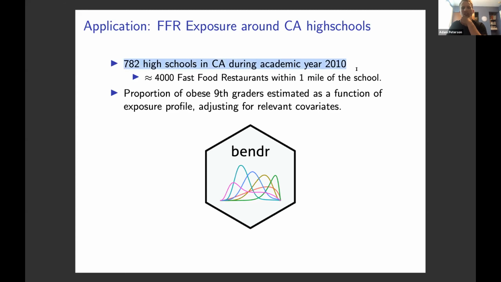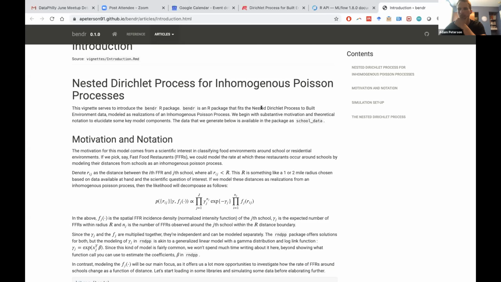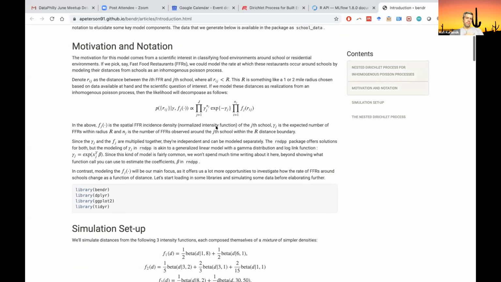We're going to fit this first spatial profile identification using the Bender package that I've written. It's an R package, and I've got an introduction here. I'm hoping you guys can see. Let me just briefly switch my screen share here. Can you guys see this? Can I get a brief nod that you're seeing it? Yeah. Yep, great. So this is a quick introduction.